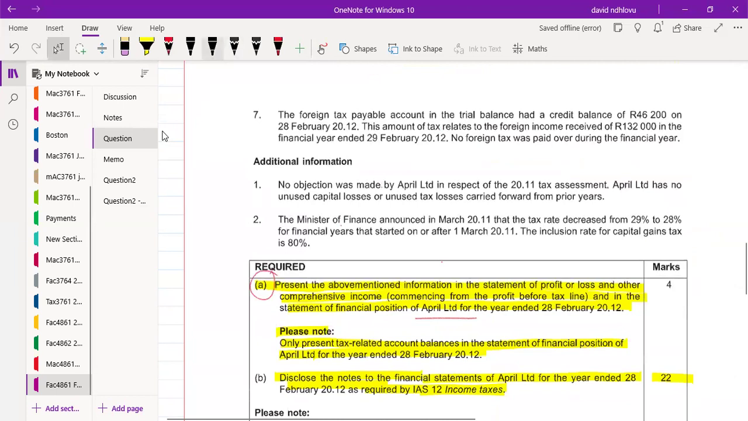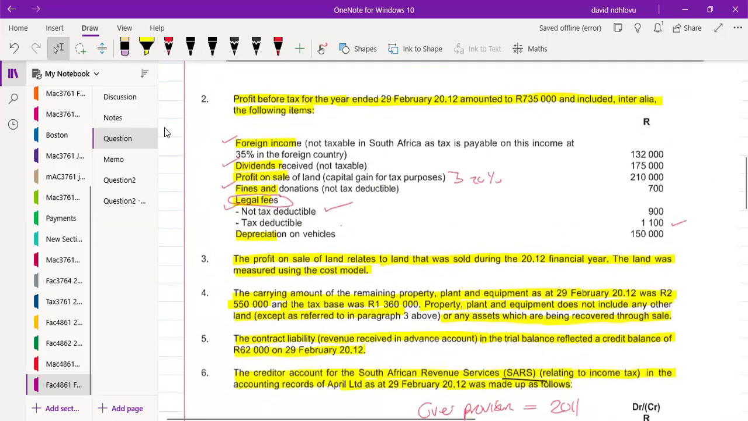Right, then they say the foreign tax payable account in the trial balance had a credit balance of 46,200 on 28 February. This amount relates to the foreign income received of 132,000 in the financial year ended. No foreign tax was paid over during the financial year. So remember, we have got this amount. So if you say 132,000, this amount is the foreign income.